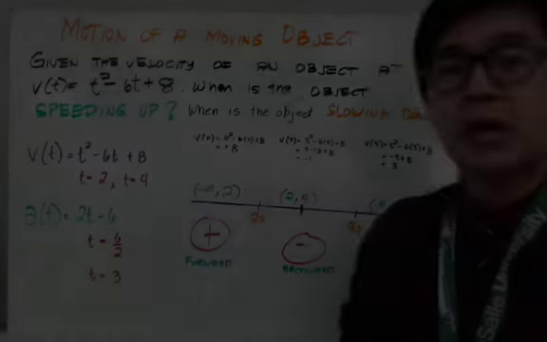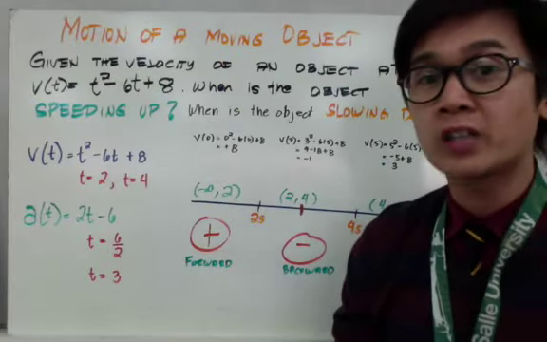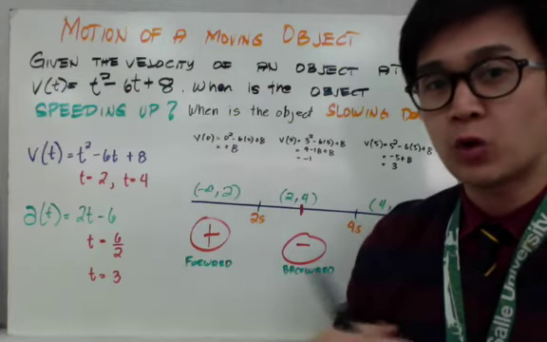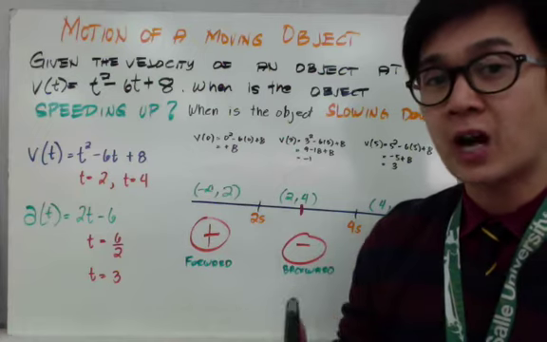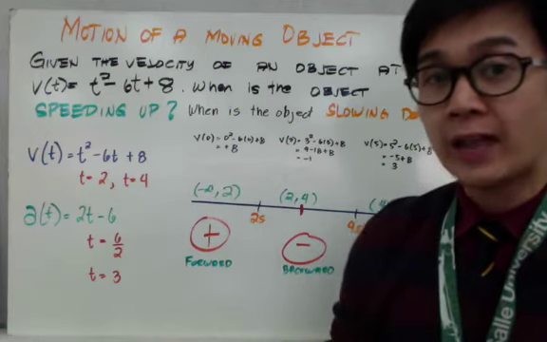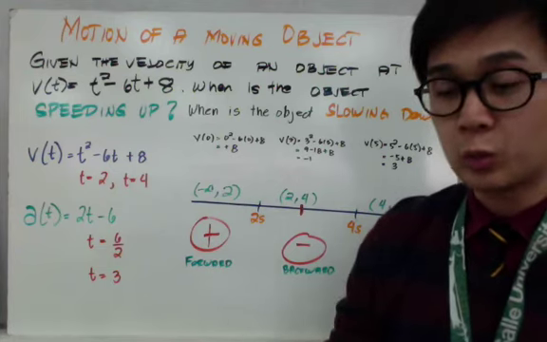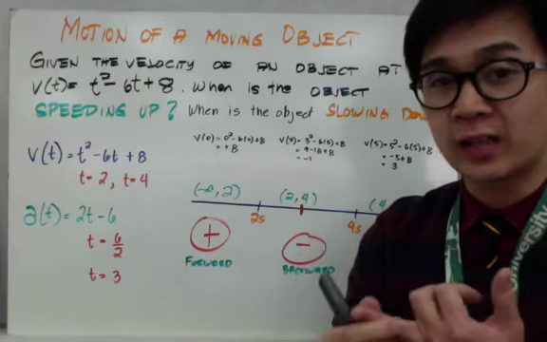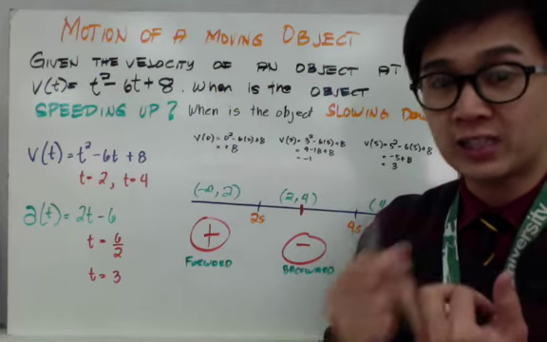Now we're going to use our sign chart again, but this time we are not just verifying the movement of a particle, whether it's moving backwards or forward. This time we're going to verify if that particle is speeding up or slowing down. And to verify this, we need to use our rule. The rule is when your acceleration sign and your velocity sign are both positive or both negative, it is speeding up.